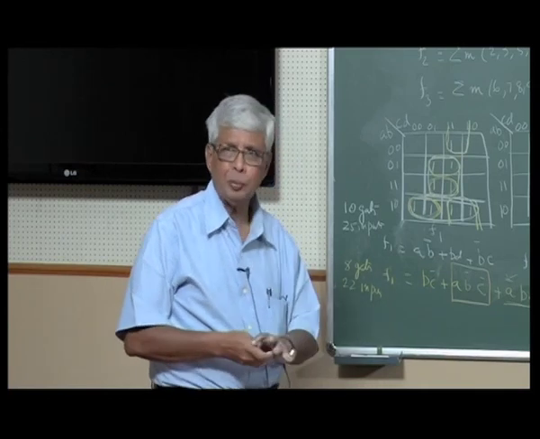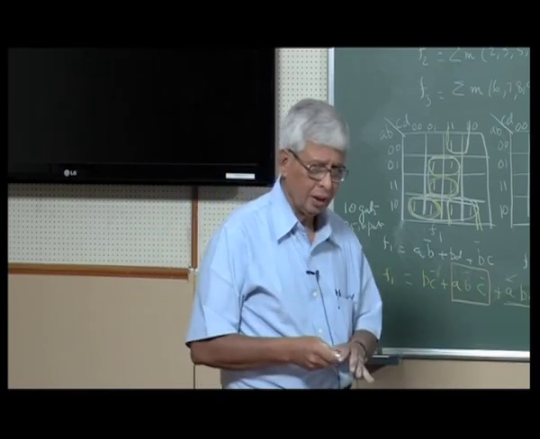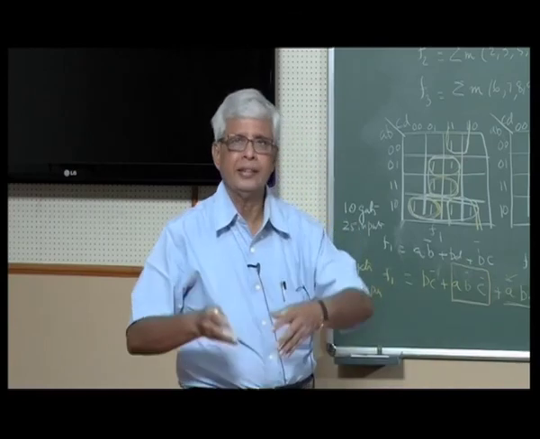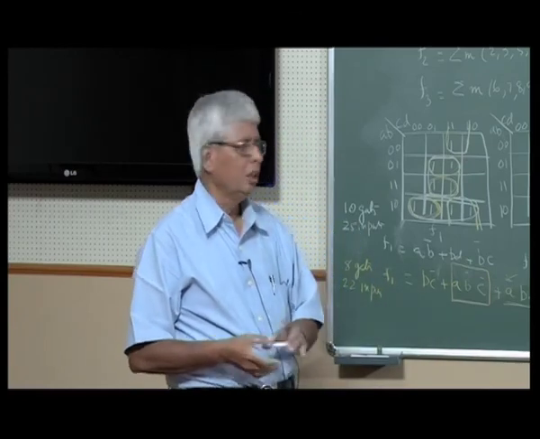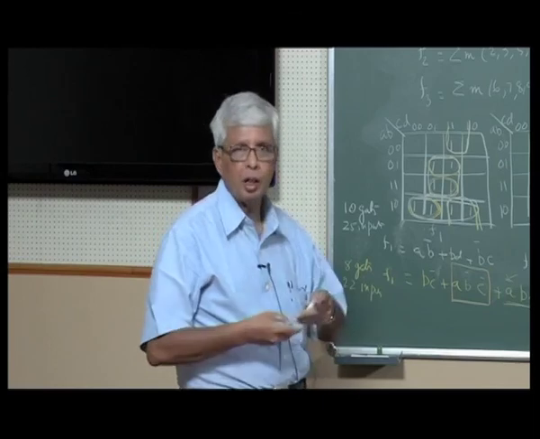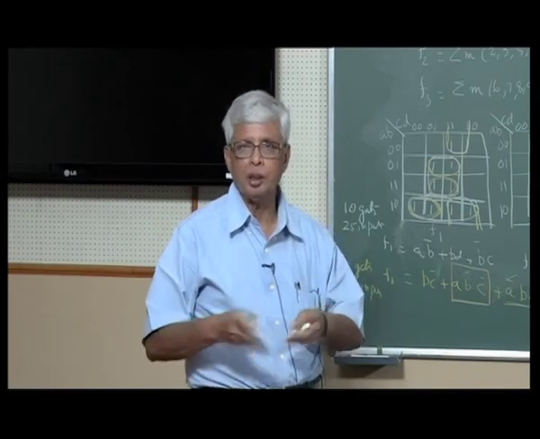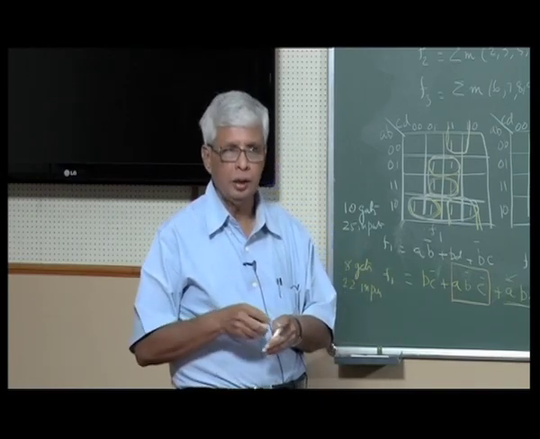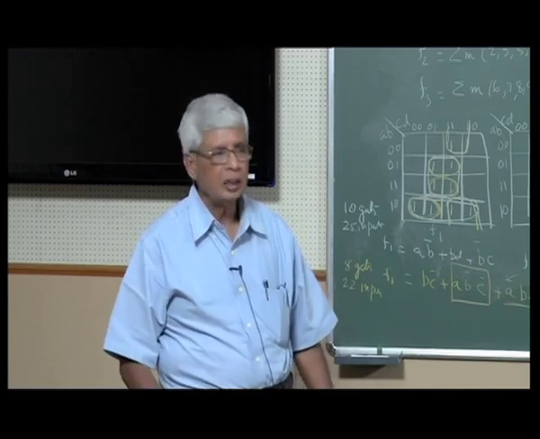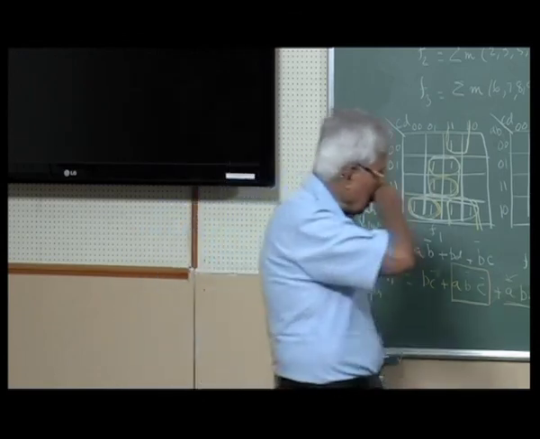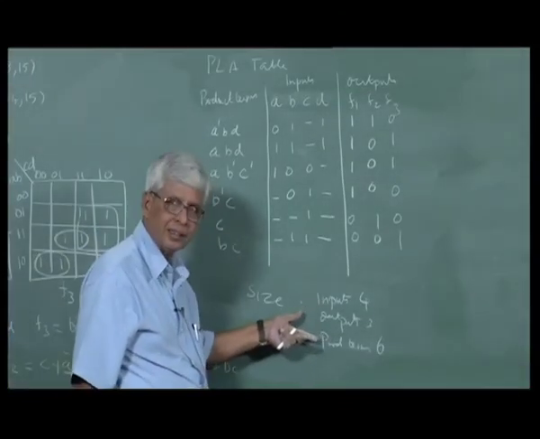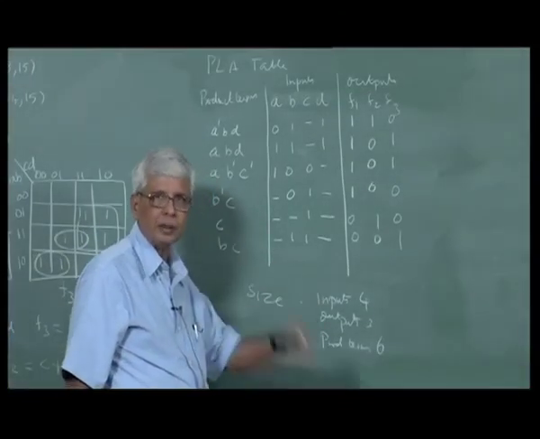It is not always possible to get what you want. You can get the next higher size available. You can't have an odd number of inputs, odd number of outputs, odd number of product terms. Every possible combination that you want may not be available commercially, in which case what you do is choose the next higher size and then implement it.